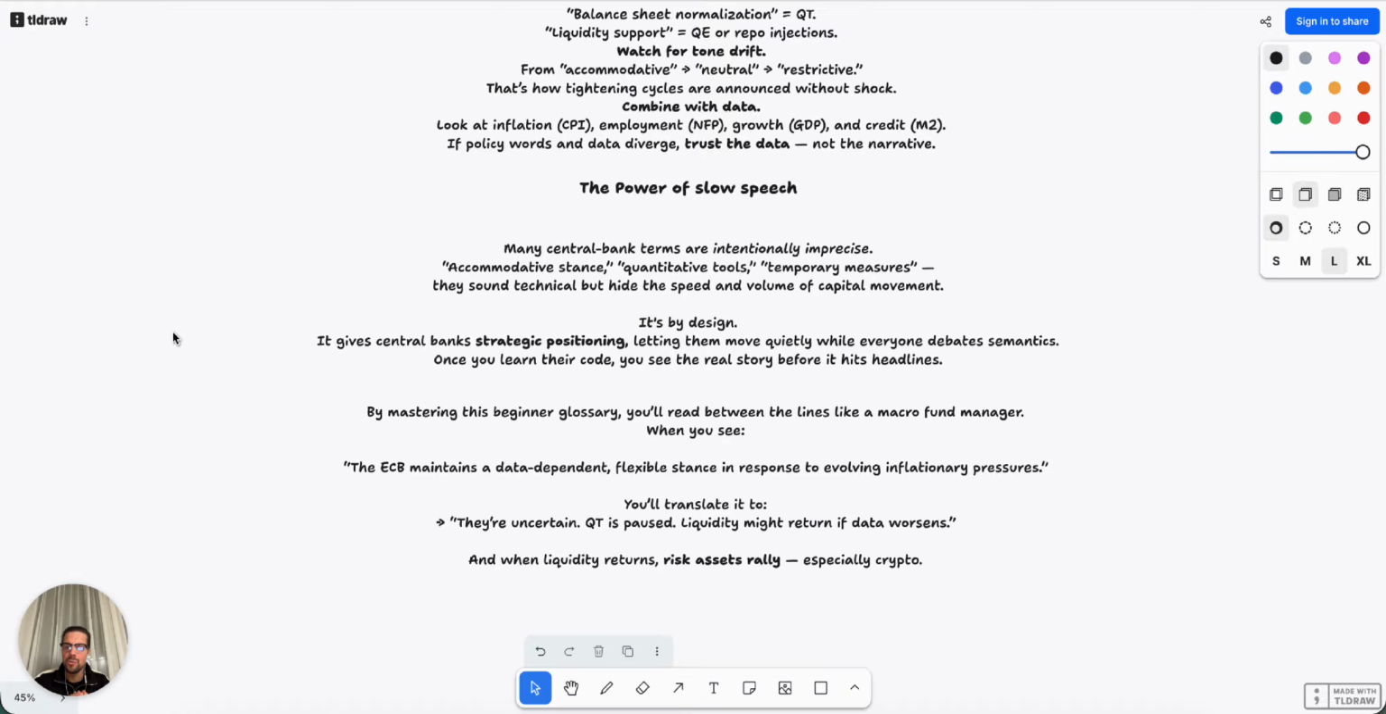So when liquidity returns, risk assets rally, especially crypto. And when liquidity shrinks, crypto and all the rest of the risk-on markets, stocks and crypto mostly these days, will shrink, while safe haven assets will most likely increase. Okay, so that's how these things are engineered, and these are the basic terms that you should master.